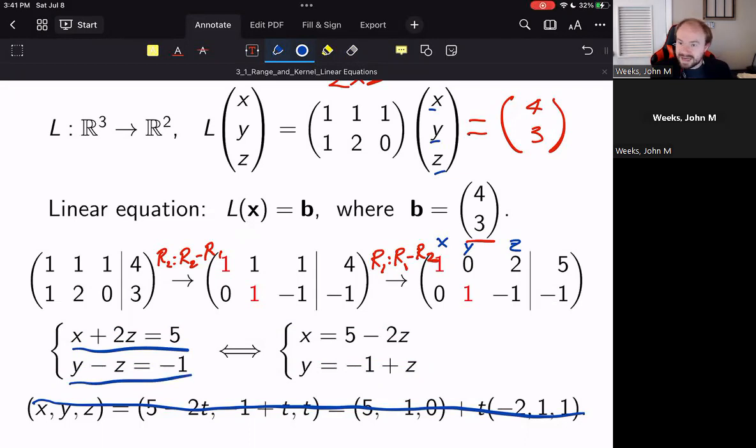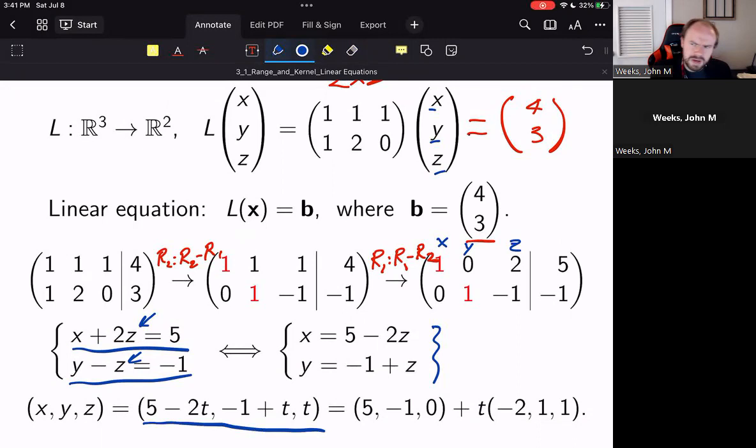And so solving for x and y in terms of my free variable z, that is the variable that is not a pivot column here, that gives me this system of equations. So that's what I'm working with. So to get a general formula for the system here, I get (x, y, z) equals this vector equation.